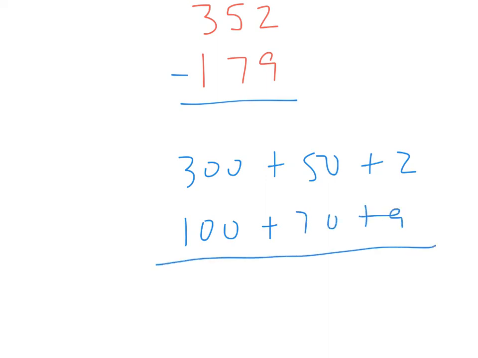Well, if I had 2 and I gave away 9, wouldn't I be at a debt of 7? If I had 50 and I gave away 70, wouldn't I be at a debt of 20? 300 minus 100 is 200. 200 minus 20 is 180. 180 minus 7 gives us an answer of 173.